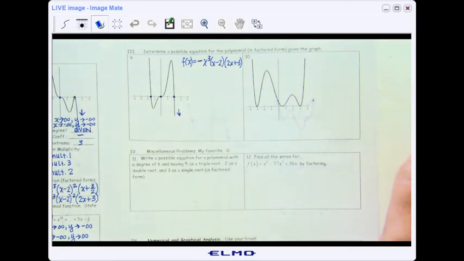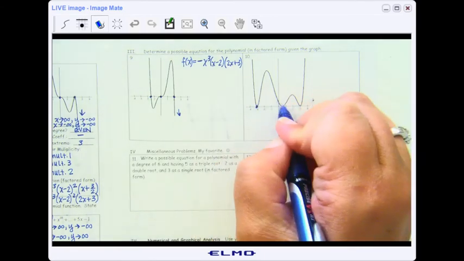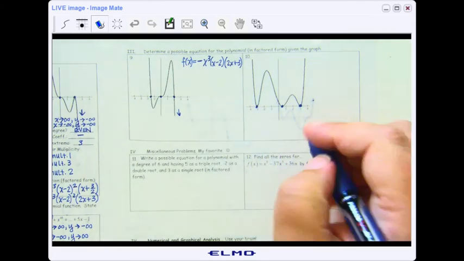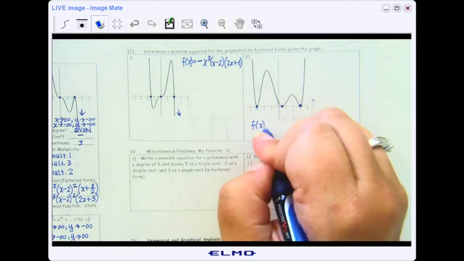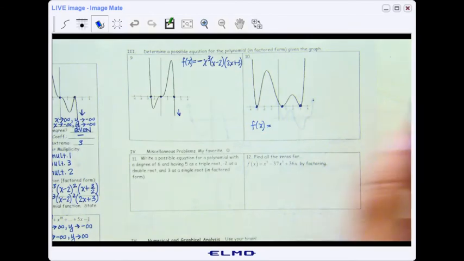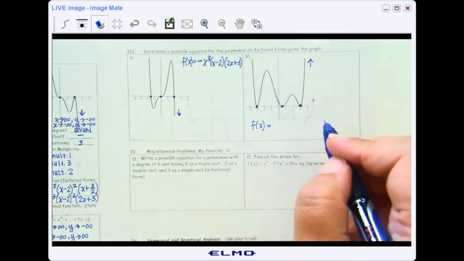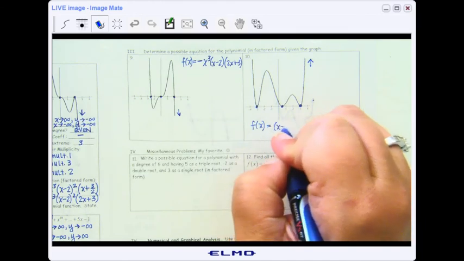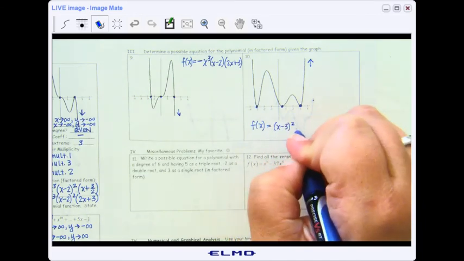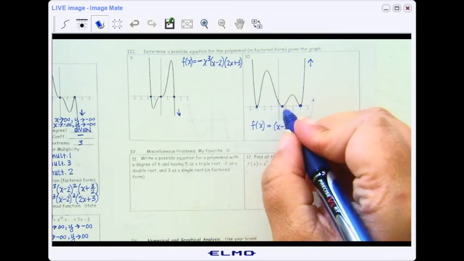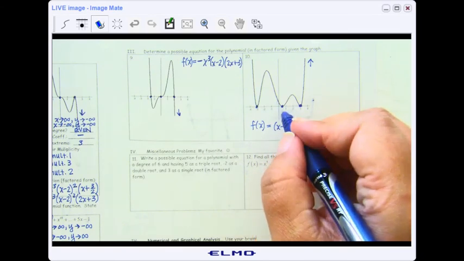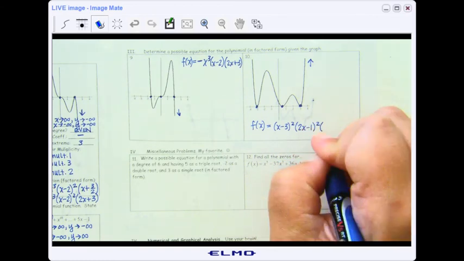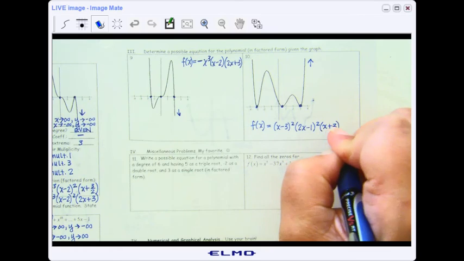Same thing in the next one. Identify your zeros. And we have f of x is equal to, my right-hand side goes up, so it's positive. And I'm going to have x minus 3 squared. This is 1/2, so it'll be x minus 1/2, or 2x minus 1 squared, times x plus 3 squared.